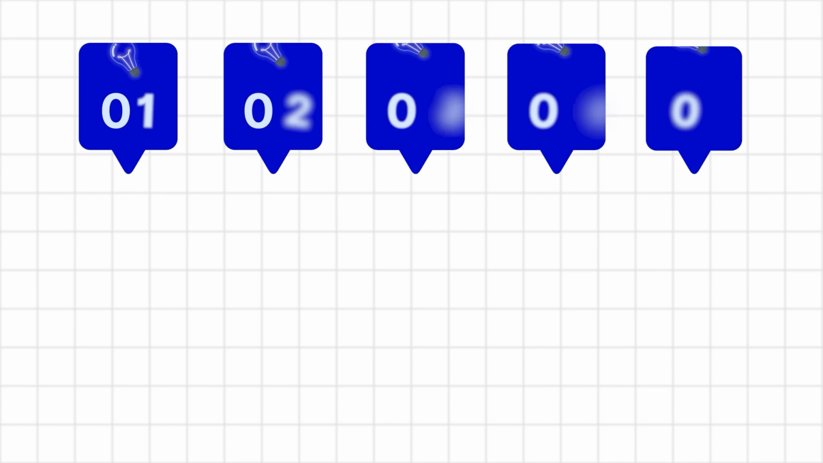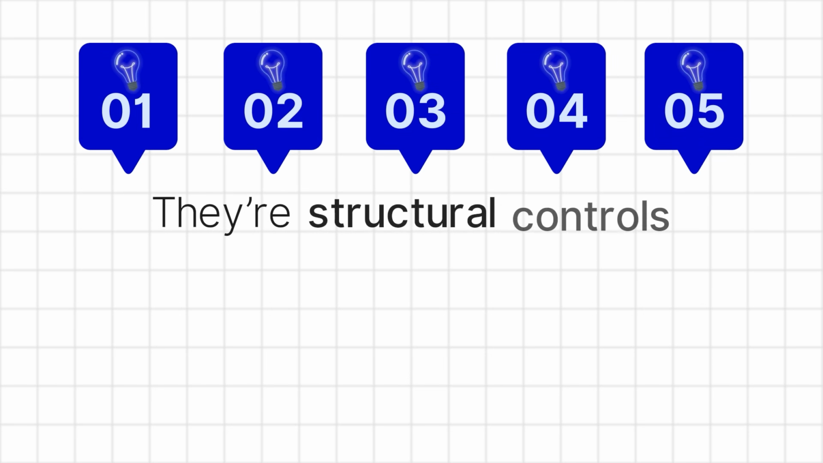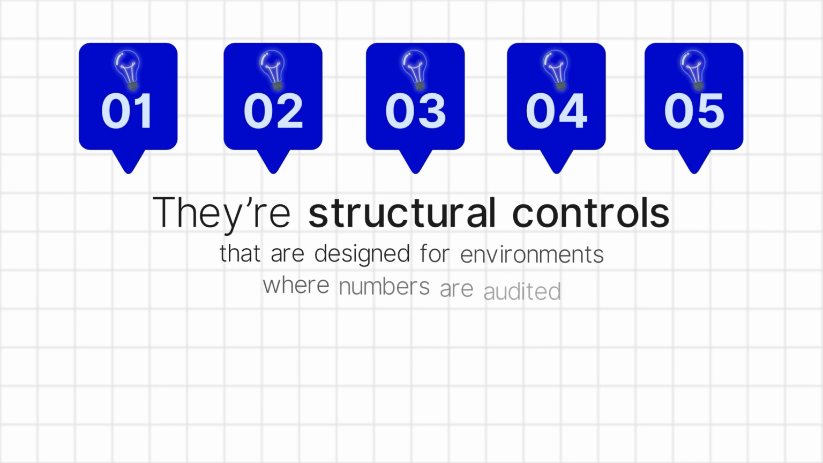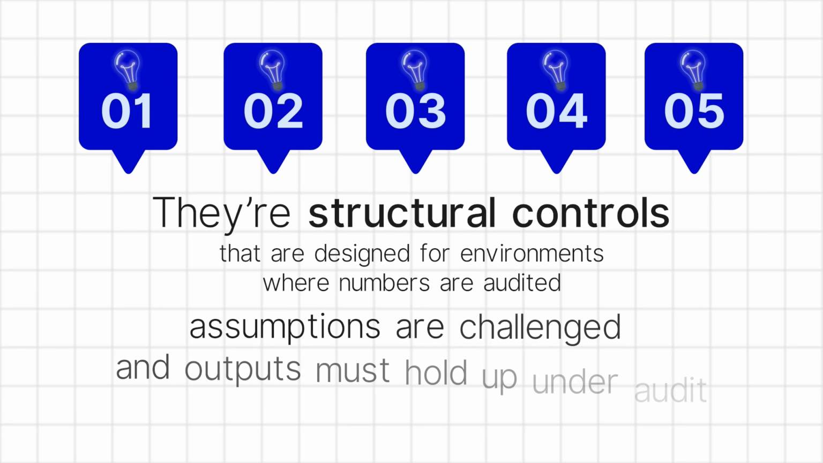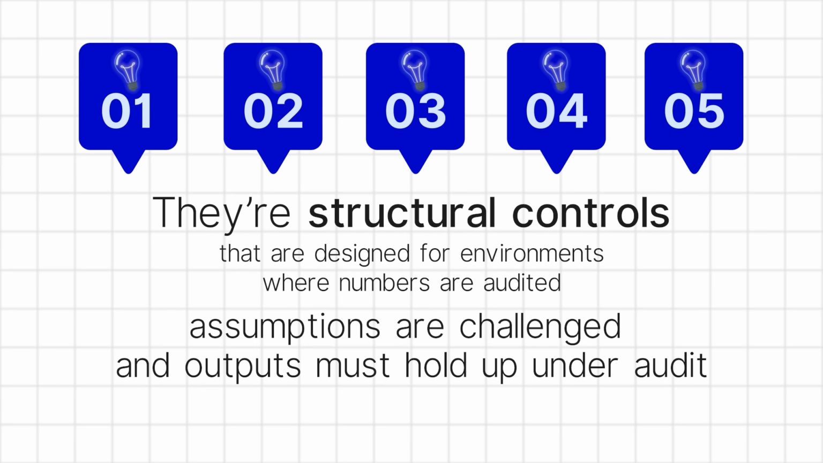These 5 stages are not shortcuts. They're structural controls that are designed for environments where numbers are audited, assumptions are challenged, and outputs must hold up under audit. So today, I'm going to walk you through a structured Claude framework that moves you from unstructured prompts and fragile outputs to controlled, auditable, boardroom-ready financial workflows that actually survive the real FP&A world.